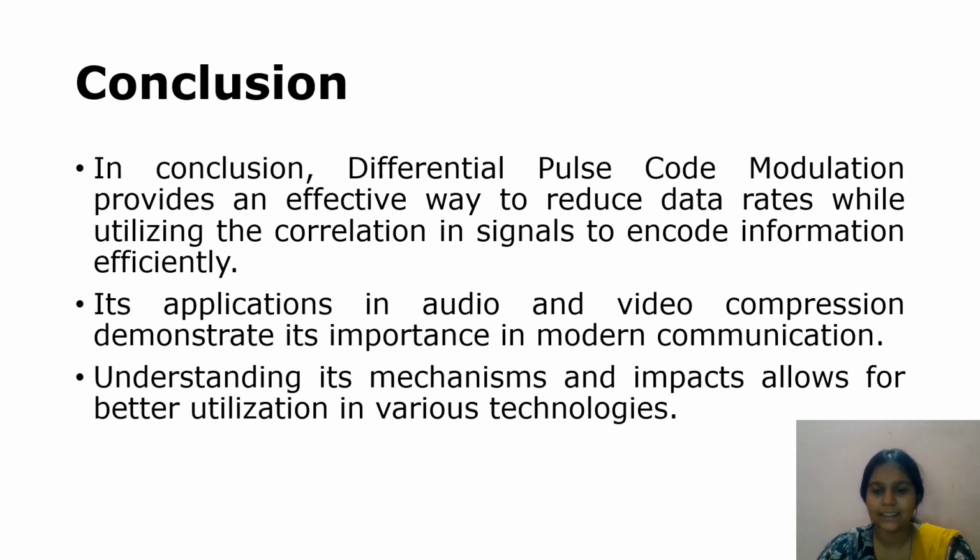In conclusion, the DPCM provides an effective way to reduce data rates while utilizing the correlation in signals to encode information efficiently. Its application in audio and video compression demonstrates its importance in modern communication. Understanding its mechanism and impacts allows better utilization in various technologies.